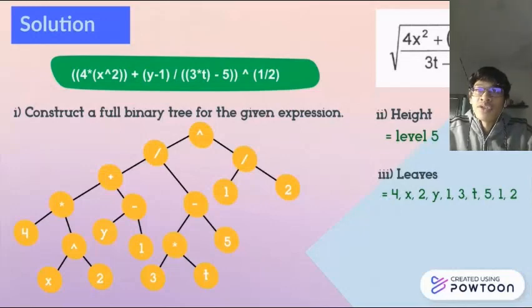So for the last question, we need to state the number of leaves from our binary tree. A leaf is a node without a child or descendant. So we have the nodes for the leaves, and the answer is 9: x, 2, y, 1, 3, t, 5, 1, and 2.